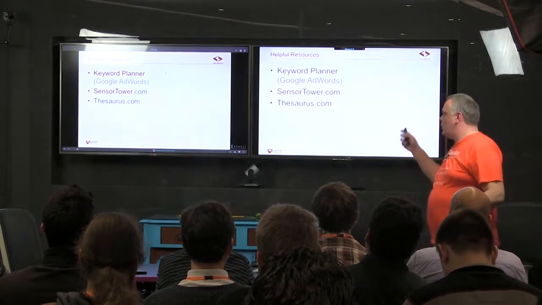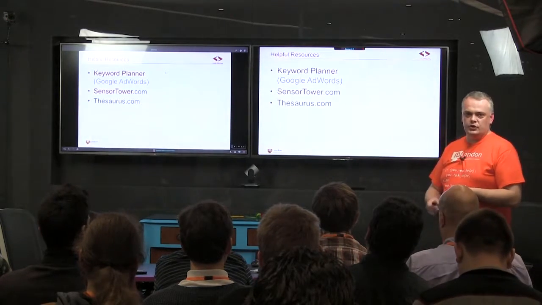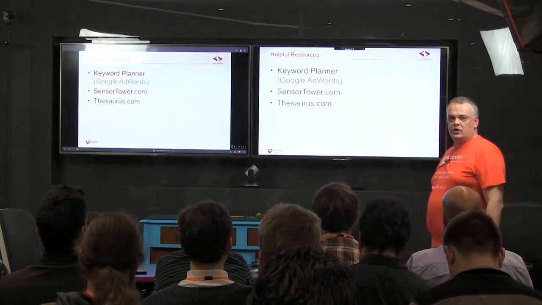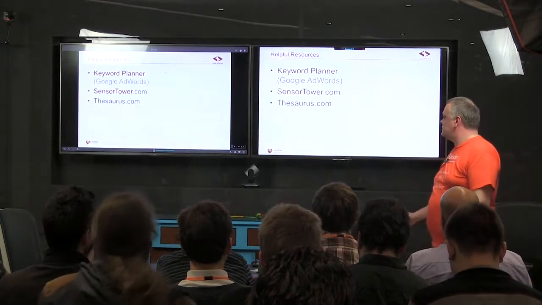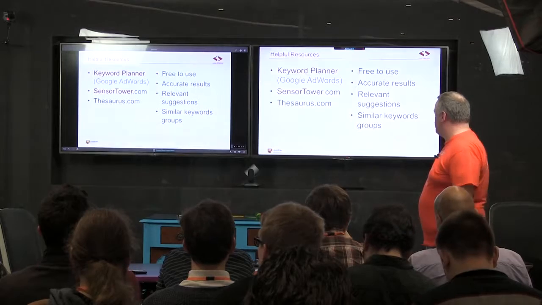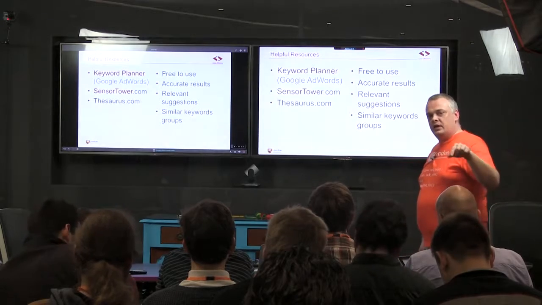We use several tools, but the ones I'm showing you are free and accurate. Everyone can use them, and they're very easy to use. Keyword Planner, which is part of Google AdWords. You can create your free account and start using it immediately. Sensor Tower is like a Google search for the App Store. Thesaurus, if you struggle with finding synonyms for the names, for the keywords, and so on. As I said, they're free to use. They also give you relevant suggestions. They allow you to group the keywords by category. And in the case of Sensor Tower, I'll show you a couple of other things.